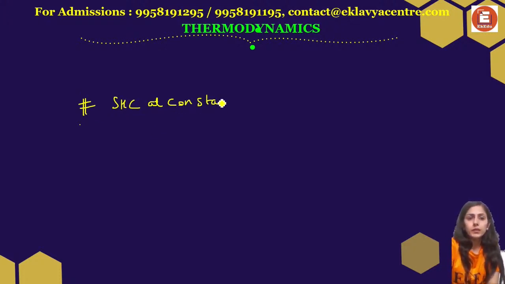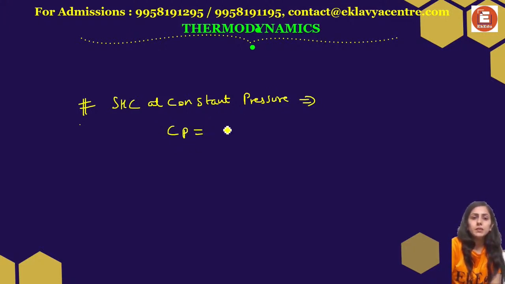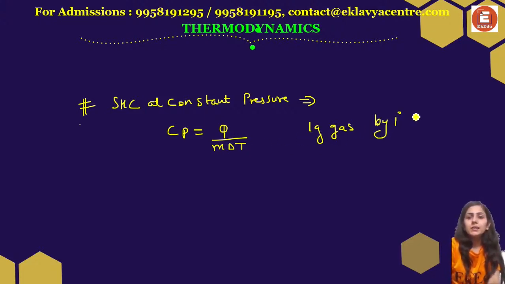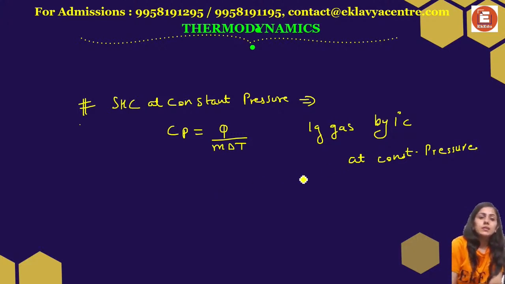It will be similar. Now what happens? Specific heat capacity at constant pressure, cp, is equal to Q by m delta T. For 1 gram of gas, the amount of heat required to raise the temperature of 1 gram of gas by 1 degree Celsius at constant pressure is cp.